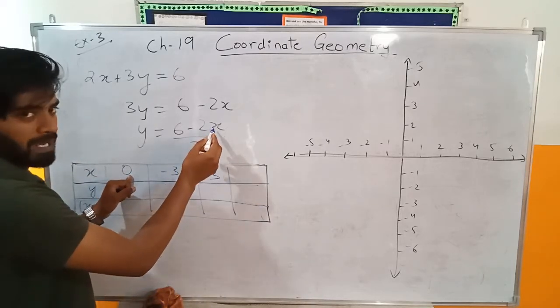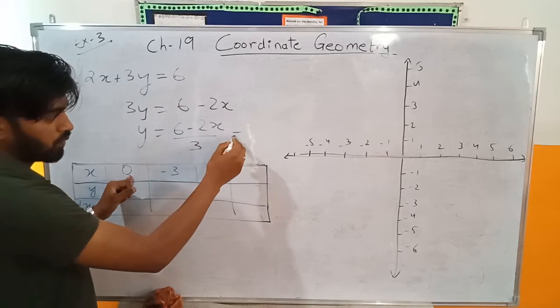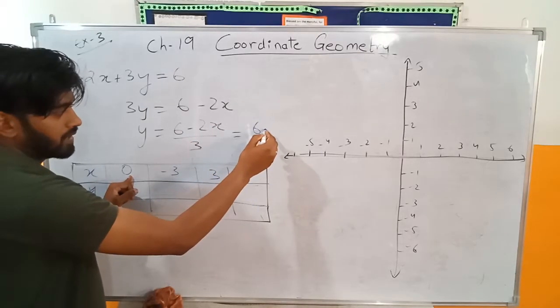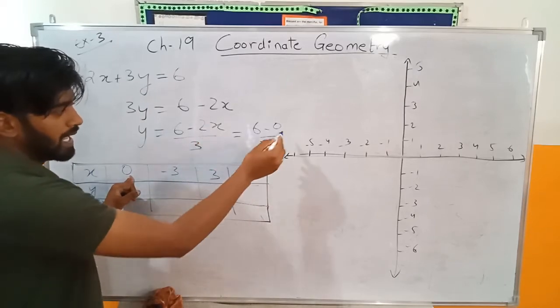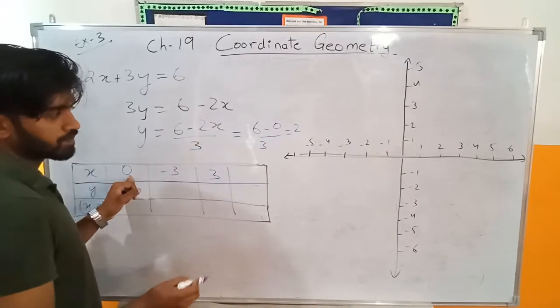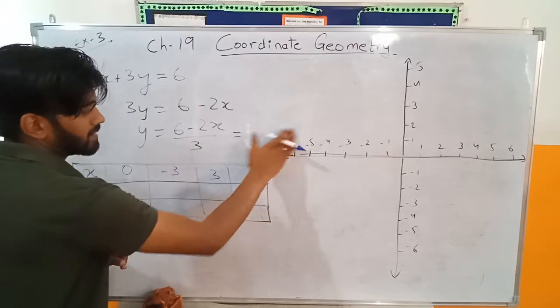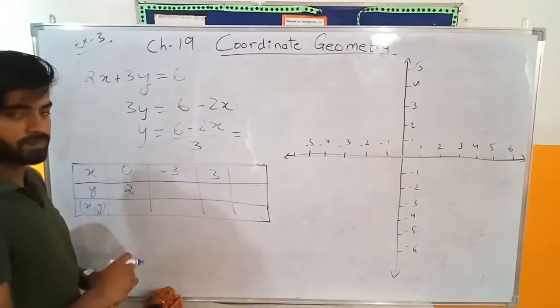So if I place 0 in place of x, what will be left? 6 minus 0 over 3, isn't it? Because this is going to become 0, and then I'll get my answer as 2. So what will I get my answer as? 2. So here write 2.